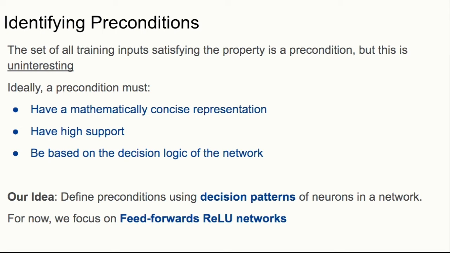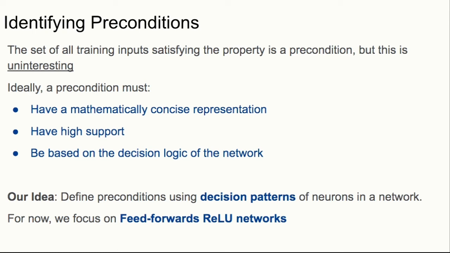Our idea in this work is very simple. We base preconditions on the decision patterns of neurons in the network. And we only work with feed-forward ReLU networks. So ReLU is the non-linearity applied by every neuron. The ReLU function is simply max of x, 0. So if the input is greater than 0, it behaves like a line. Otherwise, it's 0.